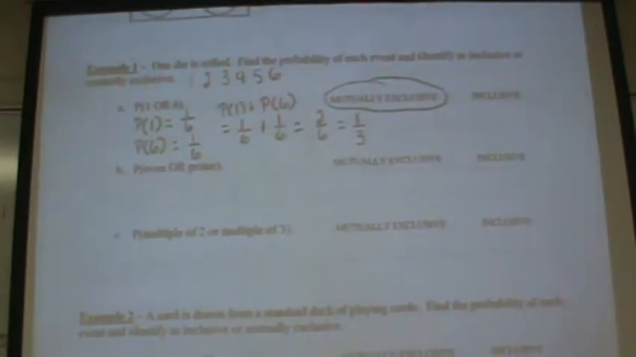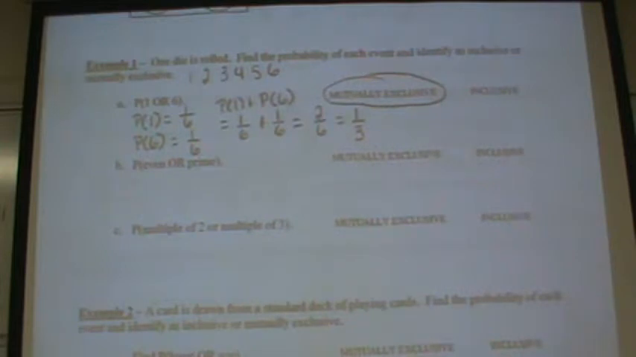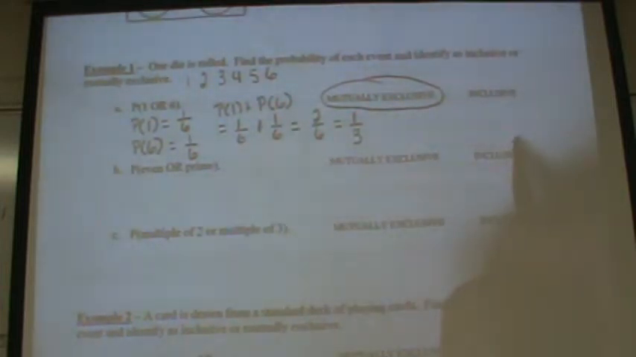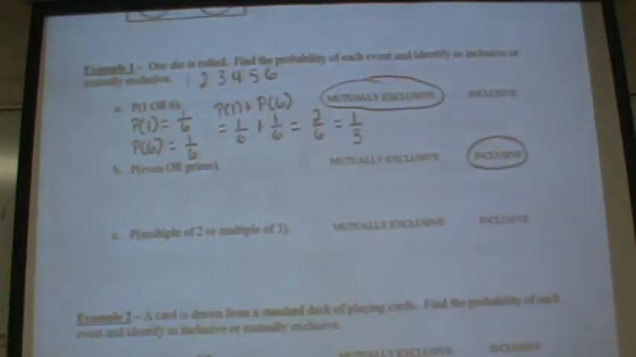Part B wants the probability of rolling an even number or rolling a prime number. So are these events mutually exclusive or inclusive? They're inclusive because you can roll an even number and a prime. And that number is 2. 2 is prime and it's an even number. So these are inclusive events.